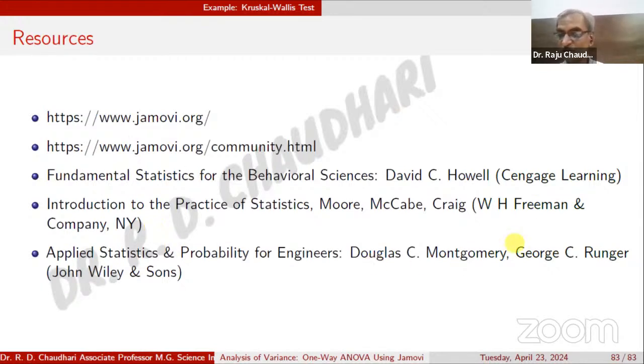And for more examples, you can go for this Douglas C. Montgomery book, which is a very good book for the analysis of variance. Another one is Introduction to the Practice of Statistics. Another one is Fundamentals of Statistics for the Behavioral Sciences. So this is all about today's session.